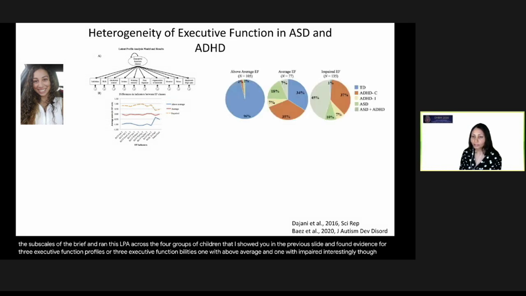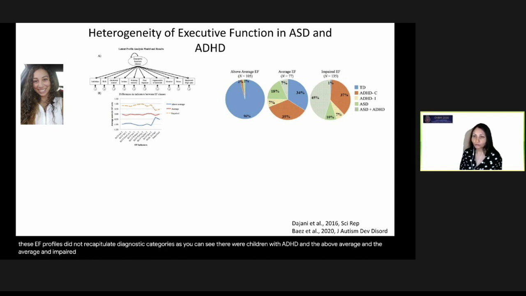Interestingly, though, these EF profiles did not recapitulate diagnostic categories. As you can see, there were children with ADHD in the above average, the average and impaired EF groups, and there were children with autism in both of these groups as well. So since these executive function classes do not strictly reproduce diagnostic categories, this indicates that our current diagnostic labels may not map, or we already knew they don't map, distinctly onto behavioral profiles.